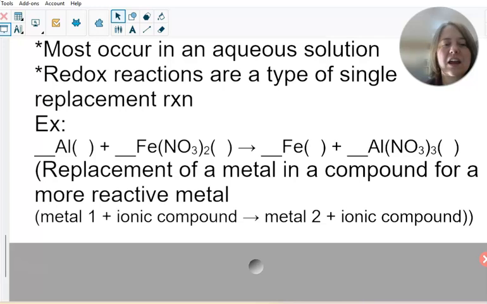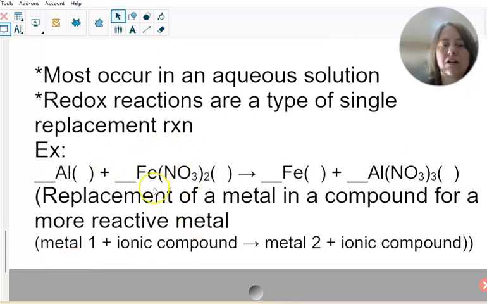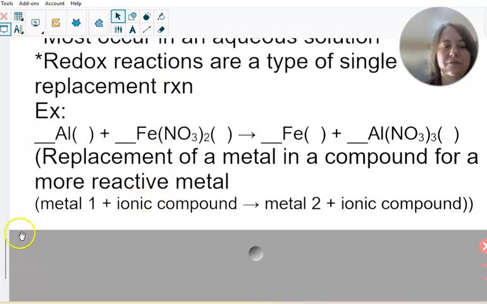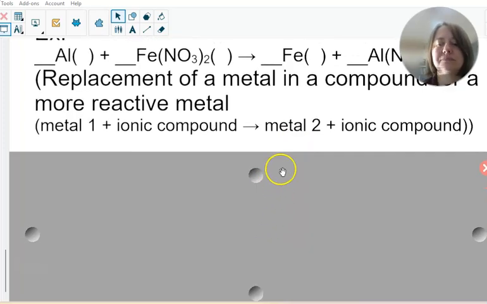So please take a minute and balance that equation and put in your states of matter, remembering that our compounds in single replacement reactions are often aqueous. Let's look at another single replacement example.